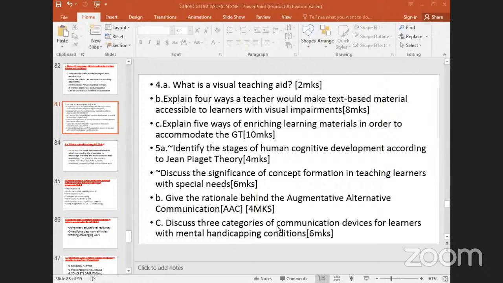Now, what are the categories of communication devices for learners with mental handicapping conditions? Learners with mental handicapping conditions. What are the categories?